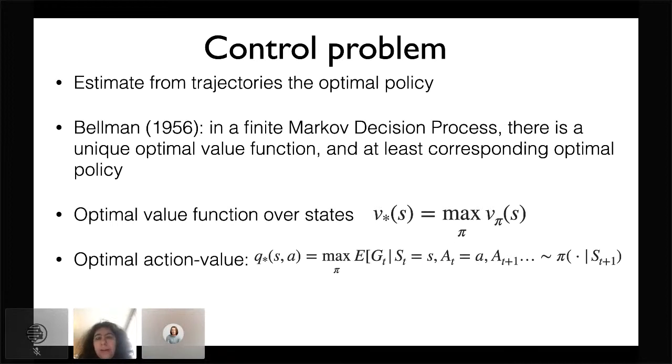Bellman has shown back in the mid 50s that in a finite Markov decision process, there is a unique optimal value function, and it has at least one corresponding optimal policy. The optimal value function is just a max over all policies of the value of this policy. In order to compute a good policy, however, it might be helpful to think not just over states, but over state-action pairs. This is the optimal action value function, denoted by Q star. It's the max over policies of the expectation of returns conditioned on not just the state, but the state and the action. So what does this mean?